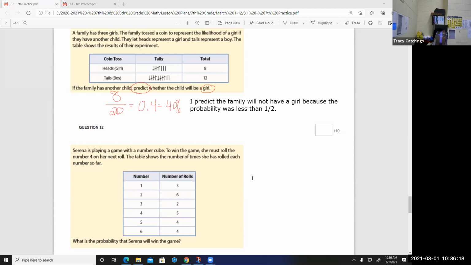All right, well, I got 12 up. Serena is playing a game with a number cube. To win the game, she must roll the number 4 on her next roll. The table shows the number of times she has rolled each number so far. What is the probability that she will win the game? How did they tell her she can win?